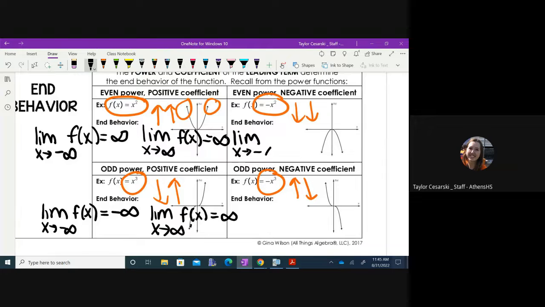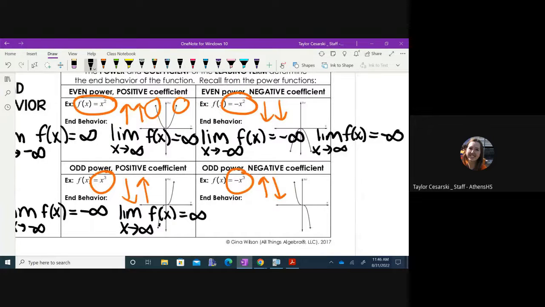All right, so hopefully you had a chance to try that. This one is down, down, so they should both be approaching negative infinity. And the next one is up, down. So the left side goes up and the right side goes down.